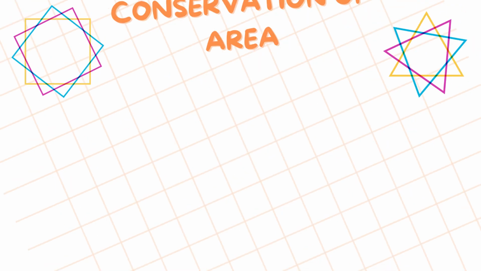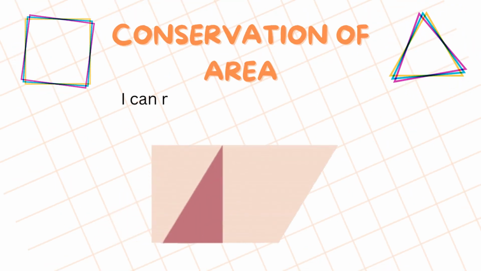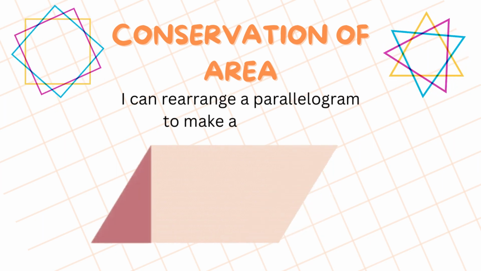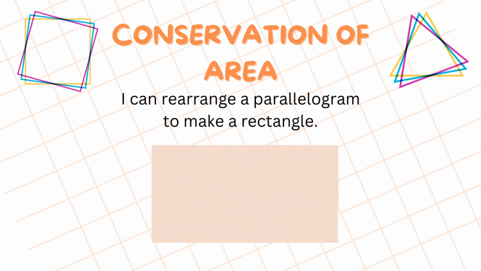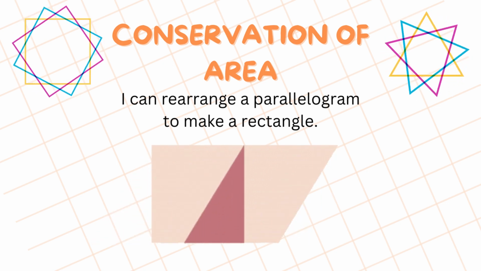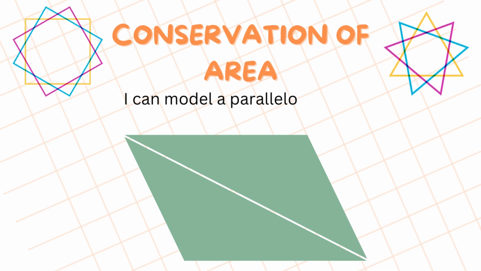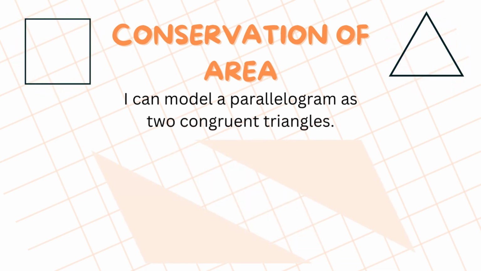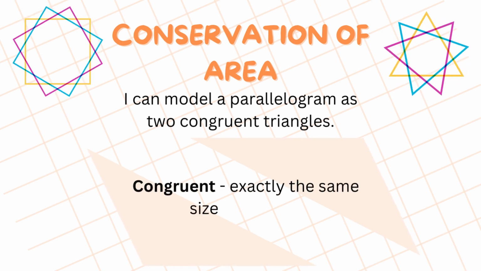Now let's talk about conservation of area. If we cut a parallelogram along its height, we get a triangle. If we slide this triangle to the other side of the parallelogram, we can rearrange the shapes to form a rectangular area. I can also cut a parallelogram along one of its lines of symmetry to get two congruent triangles. Remember that congruent means exactly the same size and shape.